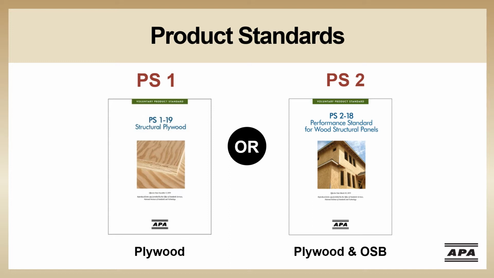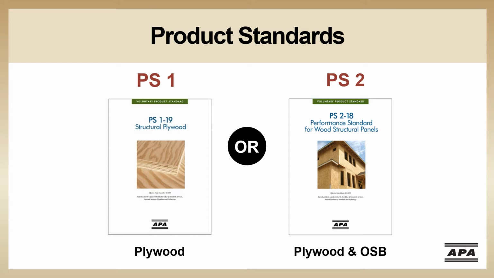PS 1 provides performance and prescriptive requirements for structural plywood. PS 1 covers a wide variety of grades. Those grades include sheathing, concrete form, marine grade, and sanded plywood.